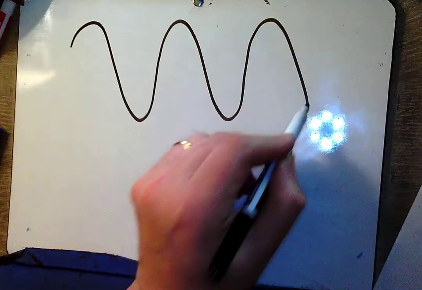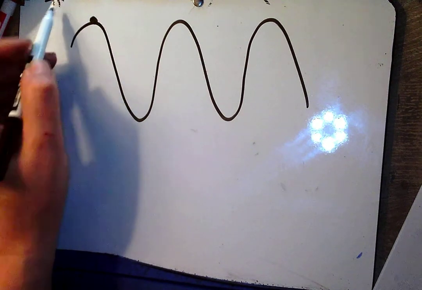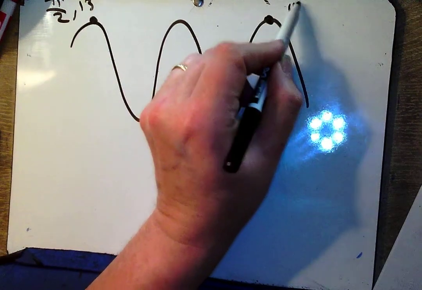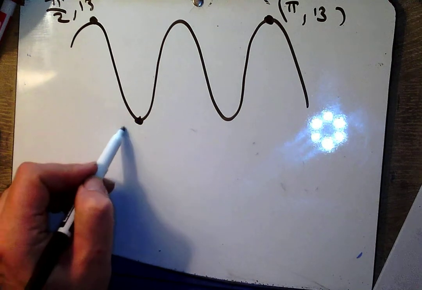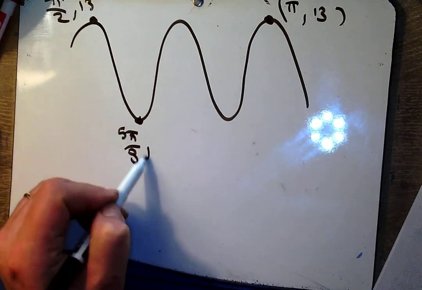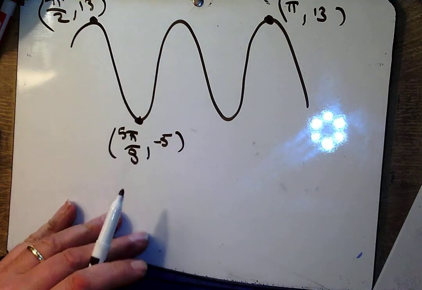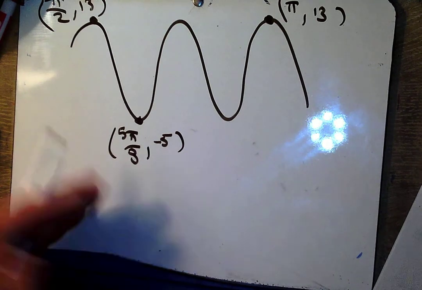And what about this one? What do I do here? I've got this. And I know this point is pi over 2, 13, and pi, 13. And I know this point is 5 pi over 8, negative 5. All right, so, okay, can we do it?